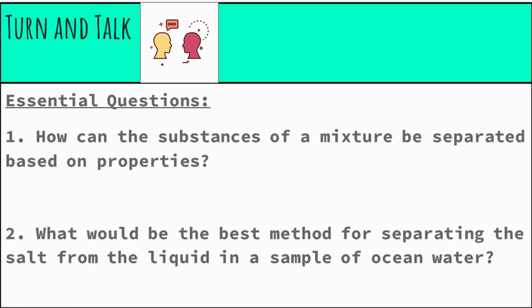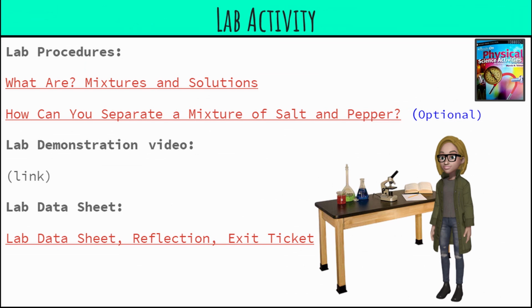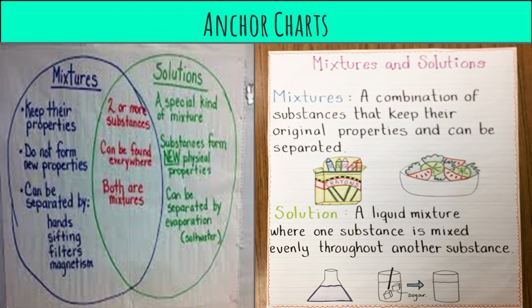After you review the mixture and solutions concept with your scholars, have your scholars engage in a quick turn and talk activity prior to starting the lab activity. Remember, academic conversation is important. Before we go into the lab activity, I'd like to point out that I've provided you with lab procedures located underneath the hyperlinks. I've also provided you with the lab data sheet that your students will need to complete. The lab data sheet includes an area for documentation of data, reflection questions, and exit ticket questions. I've also provided you with a few examples of anchor charts that your students could use as resources.